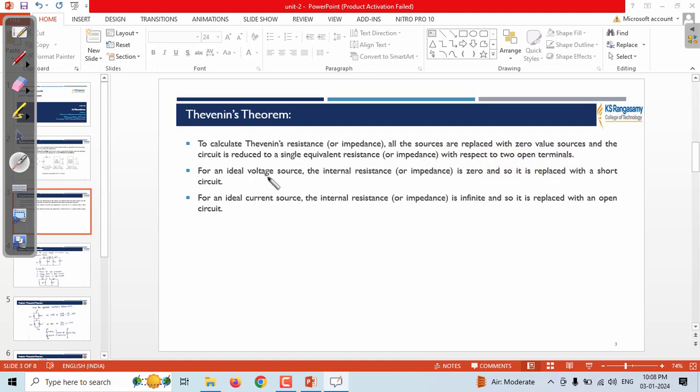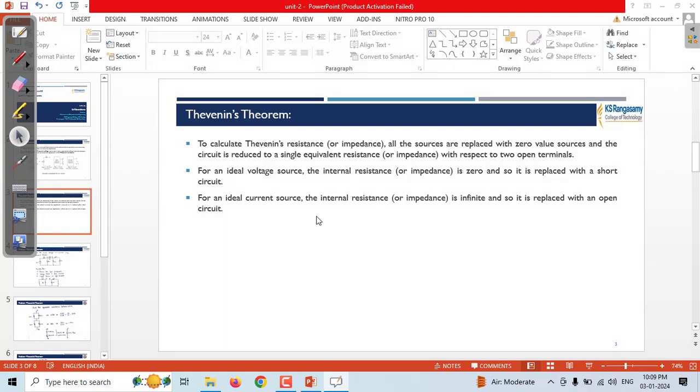For an ideal voltage source, the internal resistance is zero, so it is replaced with a short circuit. If the circuit contains a voltage source, it is replaced with a short circuit. For an ideal current source, the internal resistance is infinite, so it is replaced with an open circuit. So when calculating, if the circuit contains a voltage source, we replace it with a short circuit, and if it contains a current source, it is replaced with an open circuit.